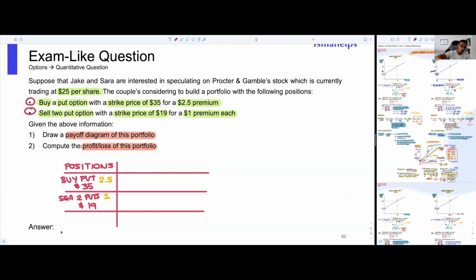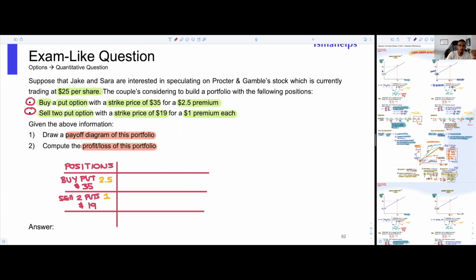Then within our second row, or I guess our third row, since the first rows are headers, you know what I'm saying? We're on the same page. So within that row, we're going to sell two put options with a strike price of 19 bucks, and we have written in yellow the premium for each, okay?